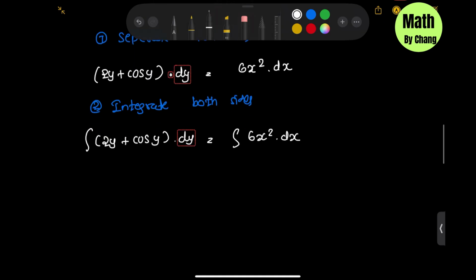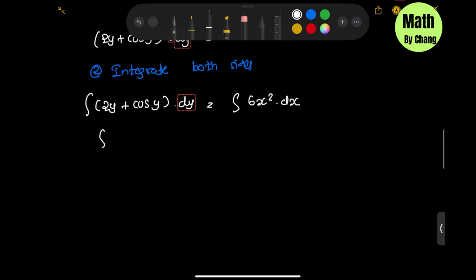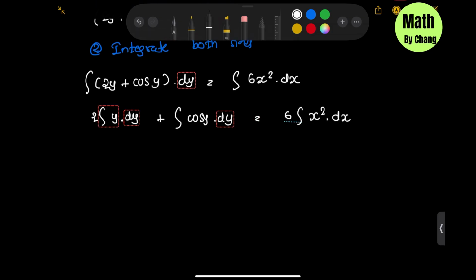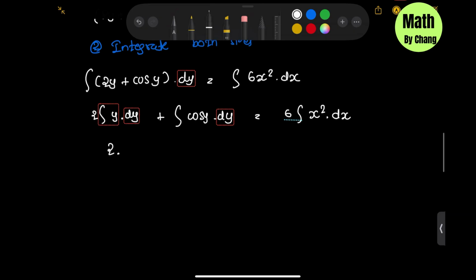You got it? So we can separate this one into two, right? Y dy. You can put 2 at the front because it is a constant, right? Cos y dy equal to 6 times the integration of x squared dx. Okay, this is what we get here. And let's try to integrate. So 2, when you integrate y, we will get y squared over 2, right? When we integrate cos, we will get sine y, okay? And 6, when we integrate x squared, we get x cubed over 3 plus c, okay?